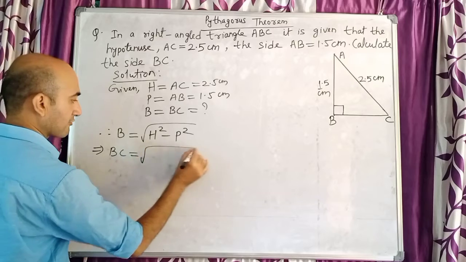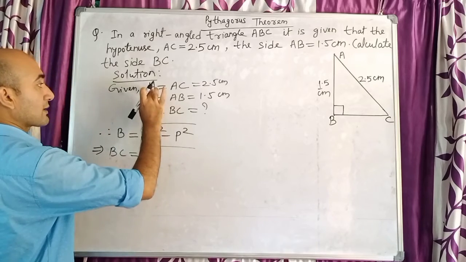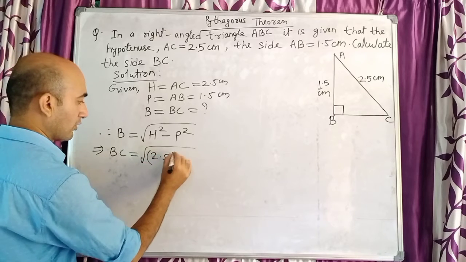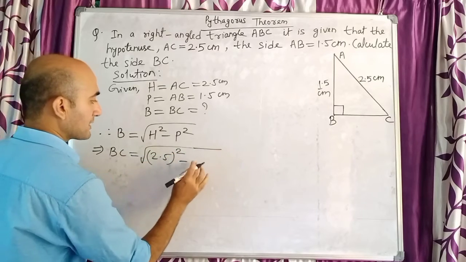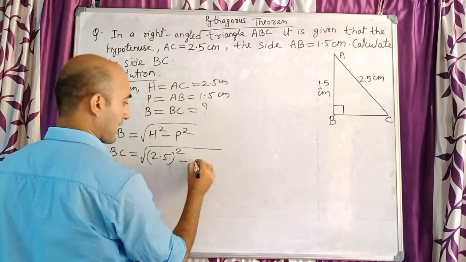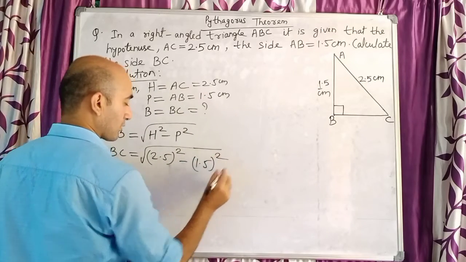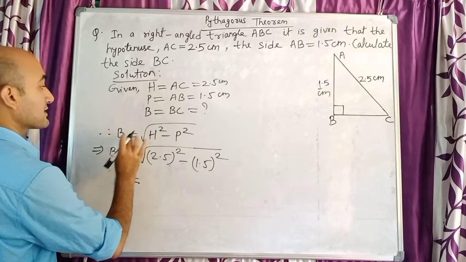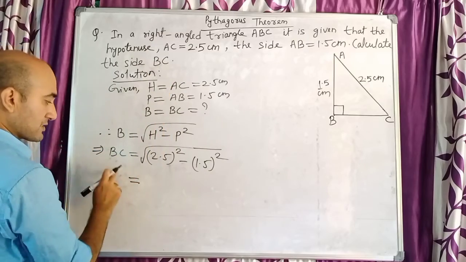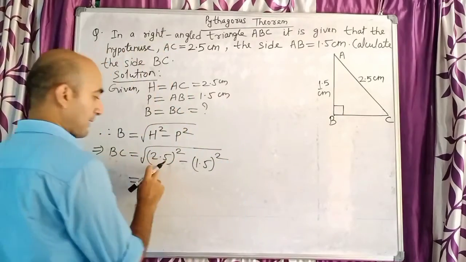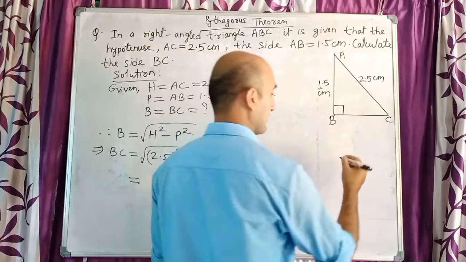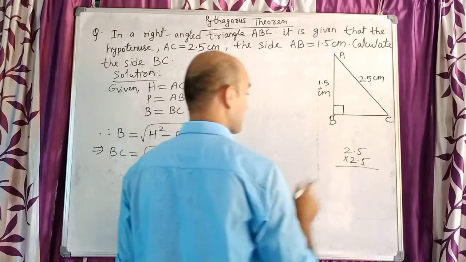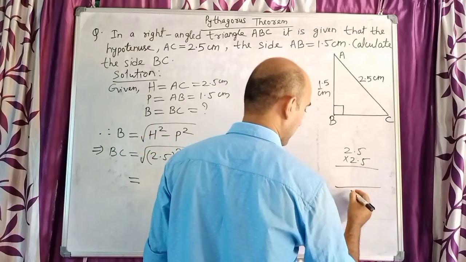Now you can write my base is BC, and now I will find the value of BC. BC equals root over h square, where the value of h is 2.5, so 2.5 whole square minus p square. P means perpendicular, it is 1.5 square. Put the respective values. Find BC, and BC is my base. 2.5 square means multiply 2.5 two times, 2.5 into 2.5.